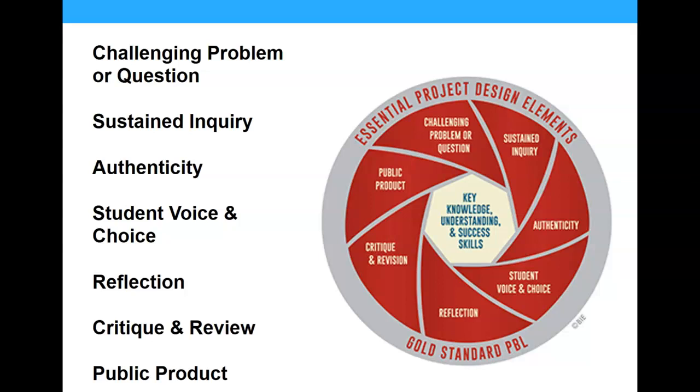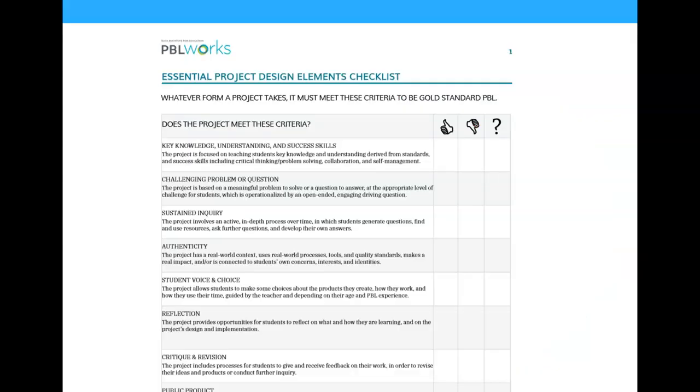So we're going to talk through each one of these pieces of this circle, and you'll see that they all fit together, but in the very middle, it's the key knowledge, understanding, and success skills. In your downloads, you have this essential project design elements checklist. And what you can do is if you create a project, you can go through this checklist to kind of be like, do I have this? Do I have this? Do I have this? To know, are you meeting kind of the basic criteria for a gold standard or effective project-based learning unit.